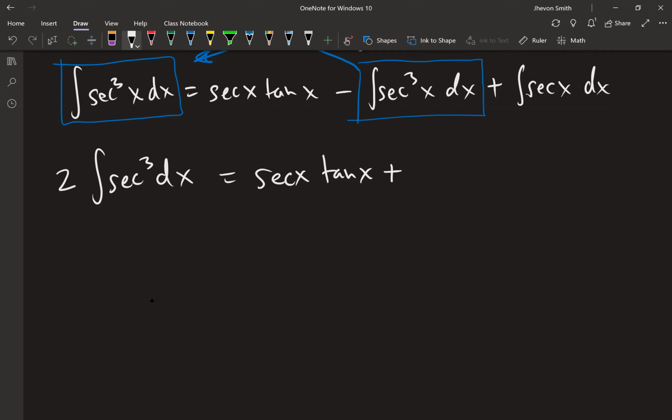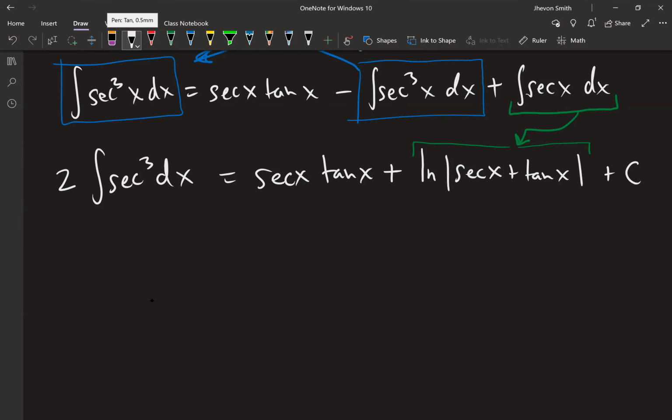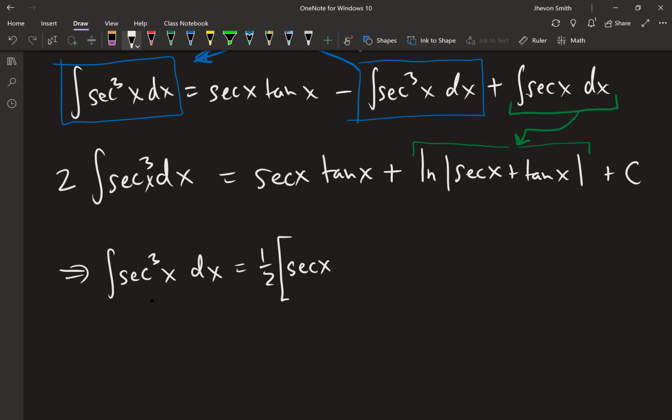But we already know what the integral of secant is. That's ln of secant x plus tangent x plus C. That's a rule that we have memorized. And here we have 2 times the integral of secant cubed. So we can now divide by 2. So the integral of secant cubed x dx is 1/2 times secant x tangent x plus ln of secant x plus tangent x, plus C.